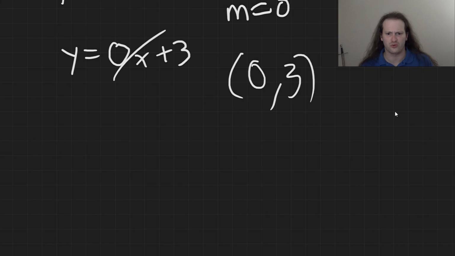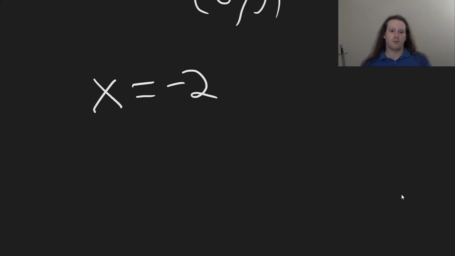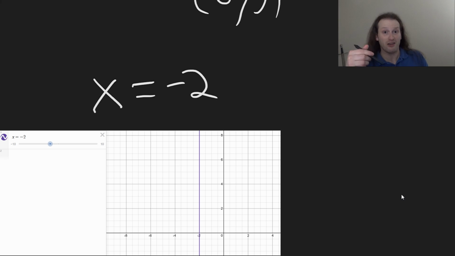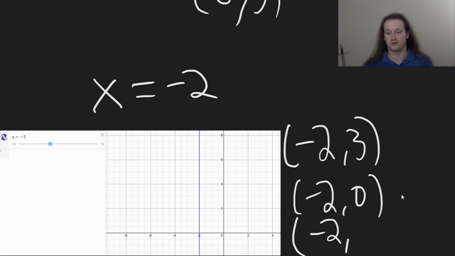But what about the other way around? What if x equaled some number? Okay, fine. We'll do x equals negative 2. And same thing as before, no matter what the y value is of any coordinate that's on this line, x is negative 2. So the points negative 2, 3, negative 2, 0, negative 2, negative 42, all of those points are on this line.